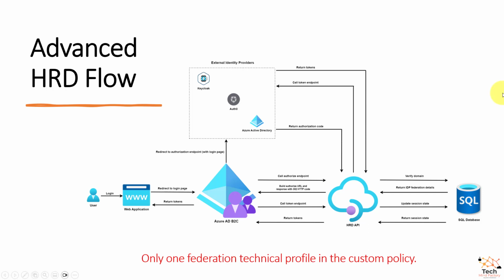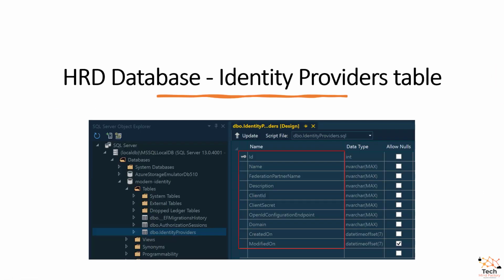So let's talk about some details here. Let's talk about the database. So there are basically two tables required. The identity providers table, and as you can see inside this table we have information about federations basically. So now instead of storing this information on the Azure AD B2C side, on the custom policies side, we store this information in the SQL database.